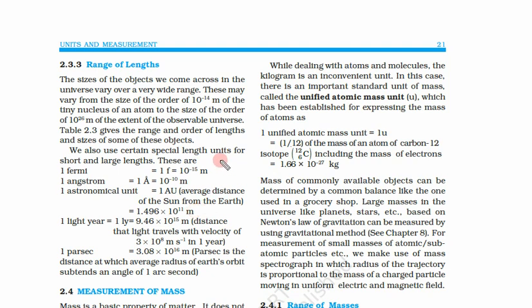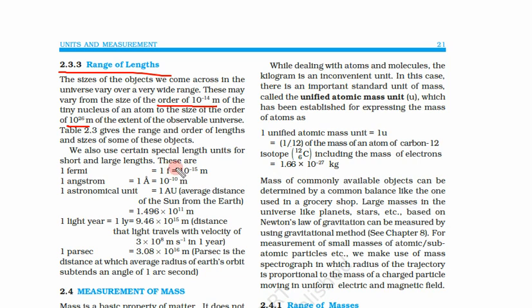After understanding how to measure small distances, large distances and very small distances, let us see what is the range of lengths in this universe. So size of objects can vary from very small to very large. We have already seen that size can be as small as 10 to the power minus 14 meter and can be as large as 10 to the power 26 meter. That means the extent of the observable universe.